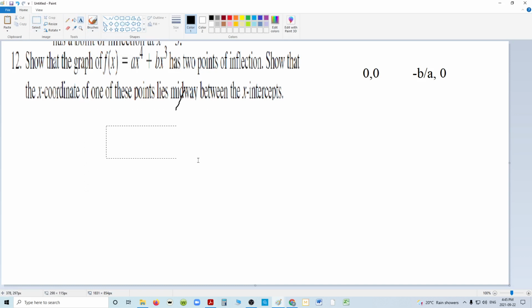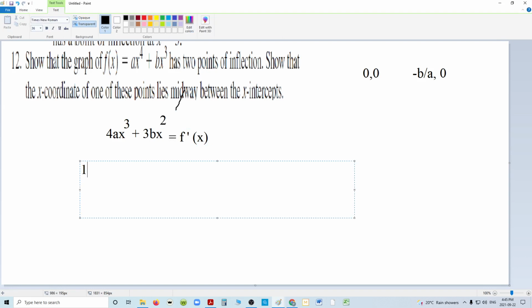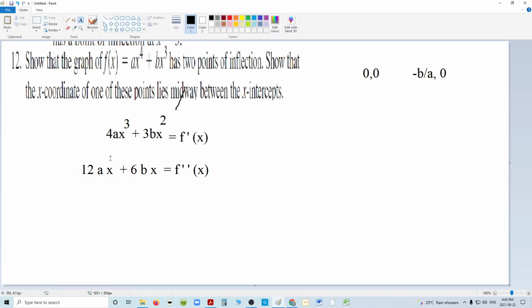But let's take the derivative of the first derivative. So you get 4ax cubed plus 3bx squared. That's the first derivative of the formula. And then when you take the second derivative, which is where points of inflection are of interest, you get 12ax squared plus 6bx is equal to your second derivative. And I got to remember to put the squared here. Great, so now we have the second derivative.